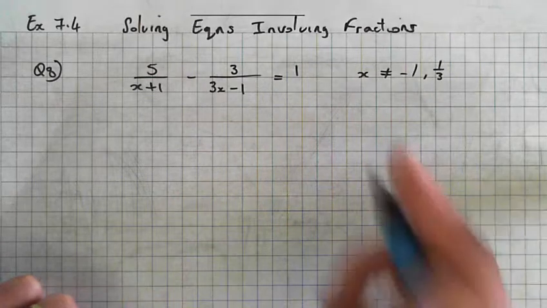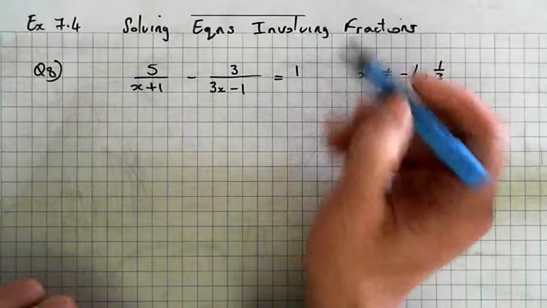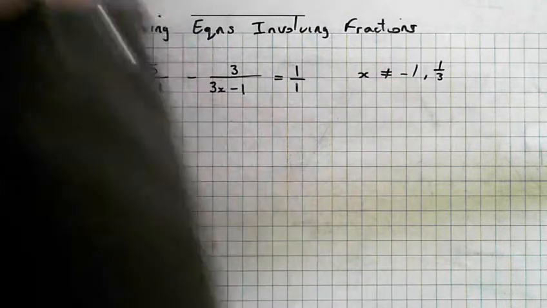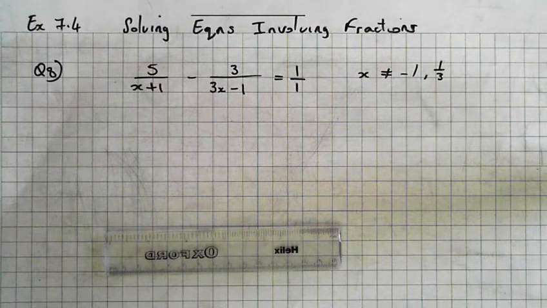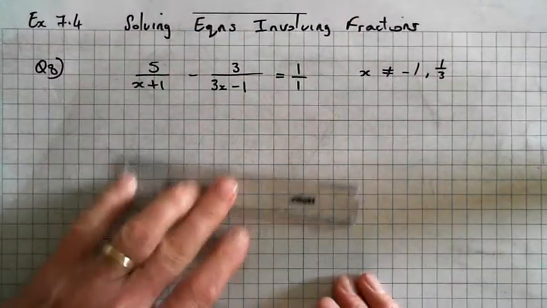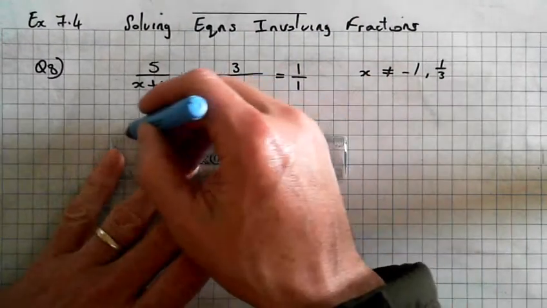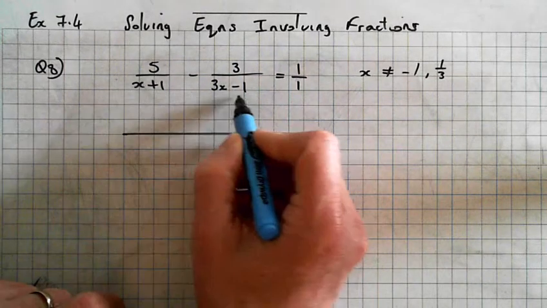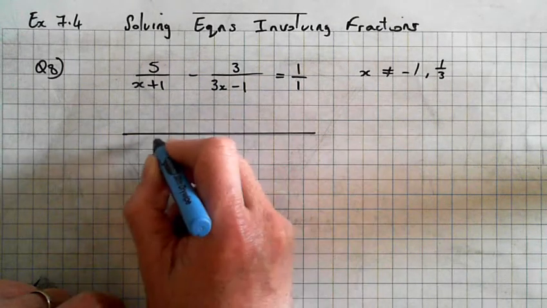Right, we solved the equation involving fractions, exercise 7.4, question 8. So the first thing we do is we put that over 1. The next thing we need to do is find the LCM. So draw a line there. The LCM are all the denominators multiplied by each other.